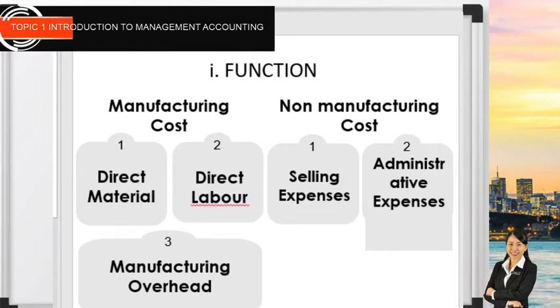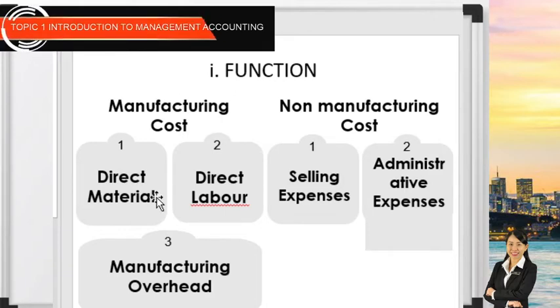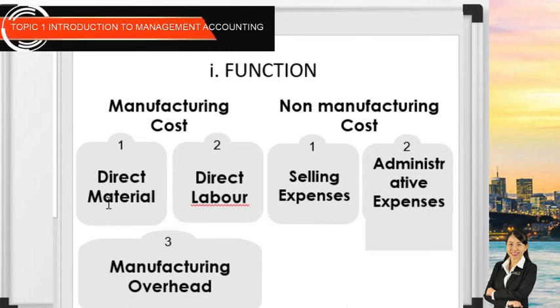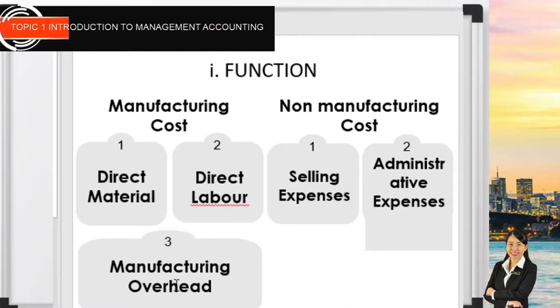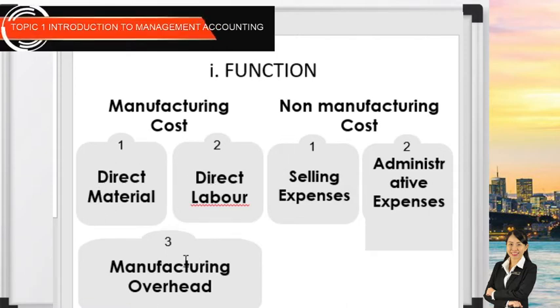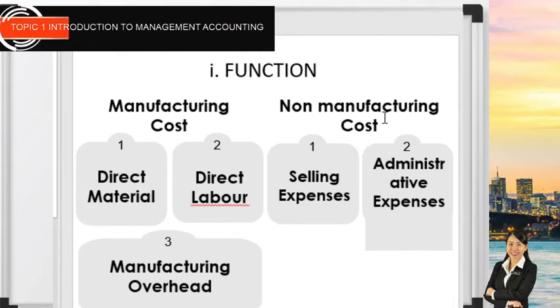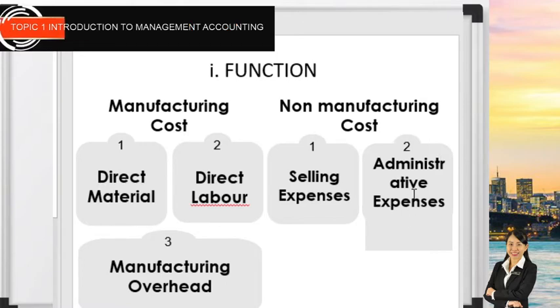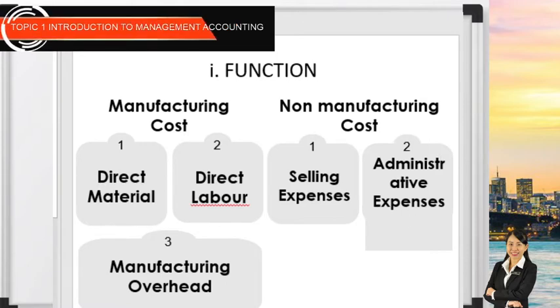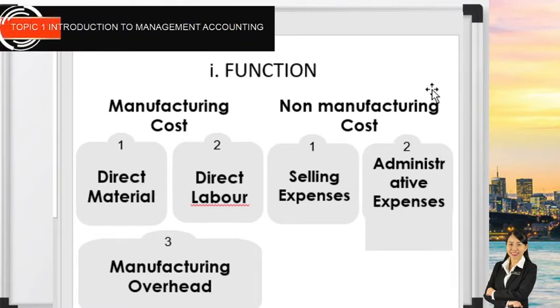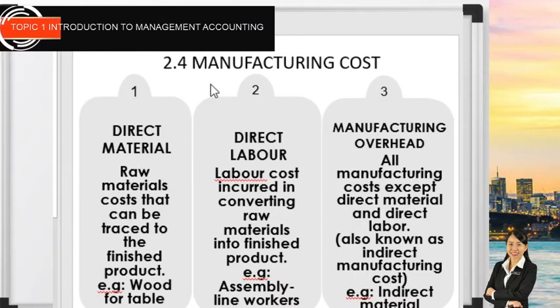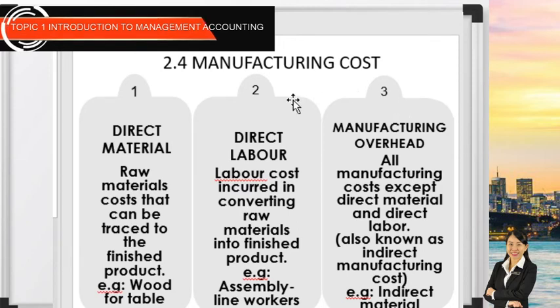Let's see what is manufacturing cost. Manufacturing cost, we have three components of it: direct material, direct labor, manufacturing overhead. Non-manufacturing cost, we have selling expenses and administrative expenses. Let's see what those elements are. Manufacturing cost, we have three components.